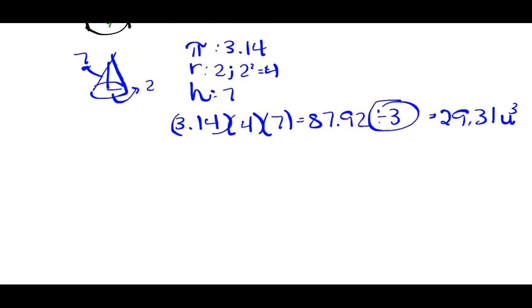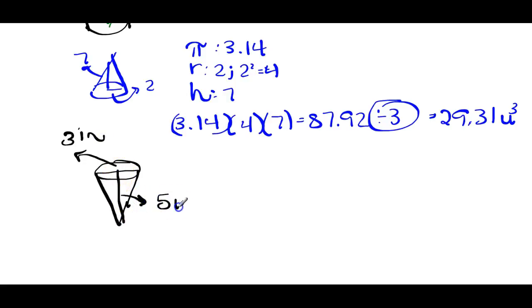So let's try one where we're thinking about how much ice cream, because, you know, there's never a wrong time to think about ice cream. Okay, so if we know that the ice cream cone all the way across is going to be 3 inches, and we know from the top to the bottom is going to be 5 inches, how much ice cream can it hold? Well, let's start with pi, which is 3.14.